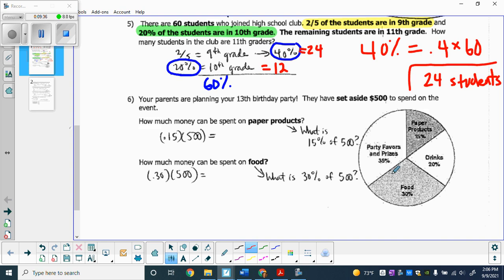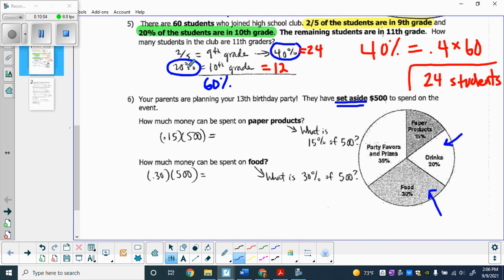All right, so for this last one, we have a pie chart over here, or a circle graph. And what the circle graph does is it shows how much has been set aside for each category. So for example, 20% of the budget for your birthday party is going to get spent on drinks, while 30% of the budget would get spent on food. And the total budget is $500. Okay, that's what this chart is saying.